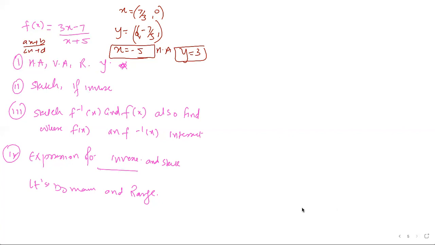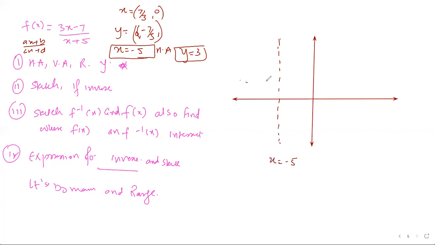When I'm sketching this question, let us first draw a grid. Now we draw the asymptotes: x equals -5 is the vertical asymptote, y equals 3 is the horizontal asymptote. Then you've got the root at (7/3, 0). The y-intercept is (0, -7/5). So obviously you can see that the graph is going to be here like this.